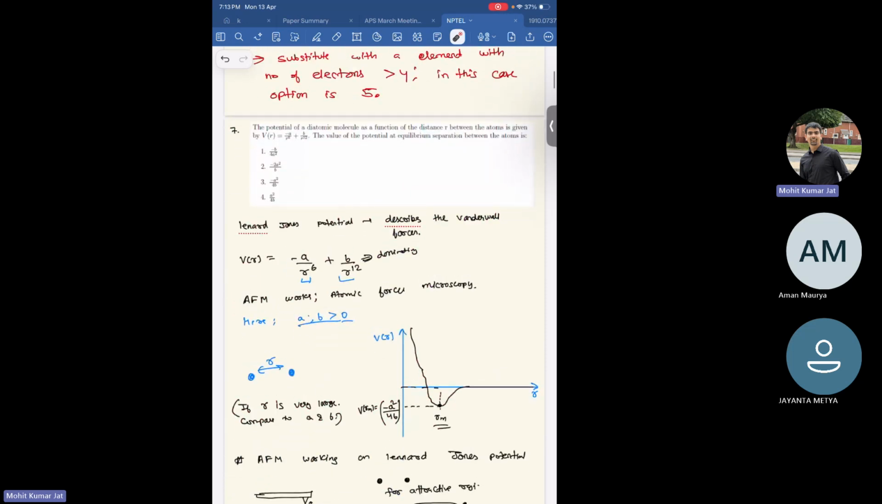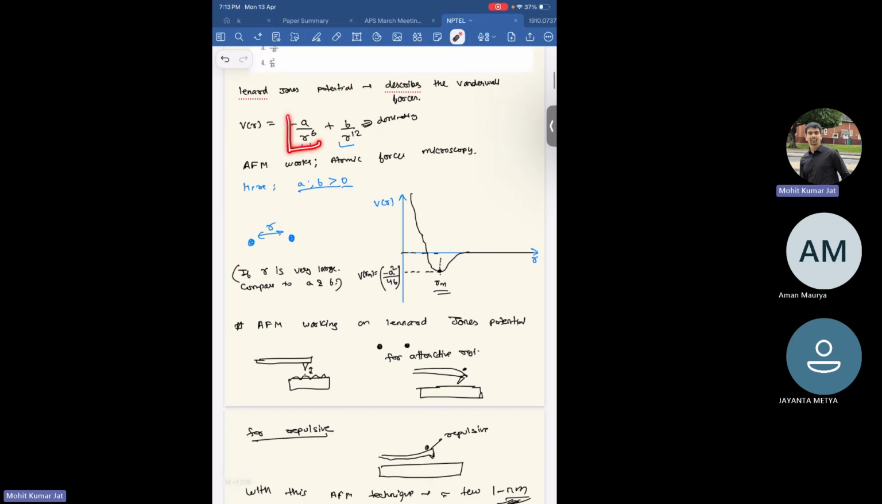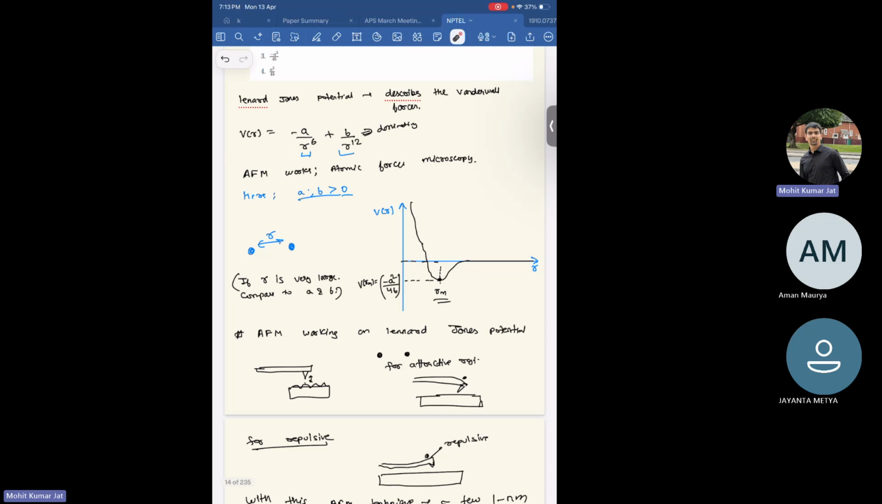Then this is the question based on the Lennard-Jones potential, right? So it is the potential which governs the interaction between your molecules basically. And it is the same principle on which your AFM, atomic force microscopy, works, right? So it has two parts. First is the attractive part. Second is the repulsive part, right? And if you draw this potential, this is how its shape will be as a function of r. And this minimum point is the equilibrium point at which your attractive and repulsive forces are equilibrated. So the net force is 0.